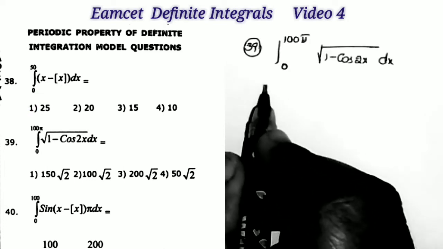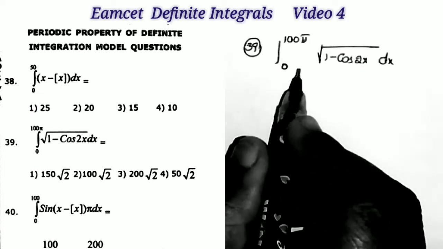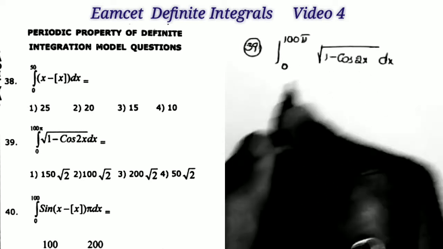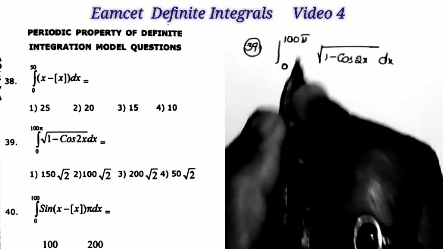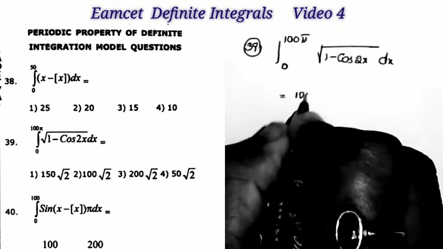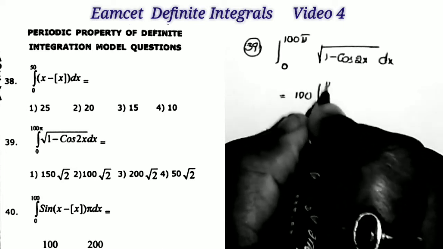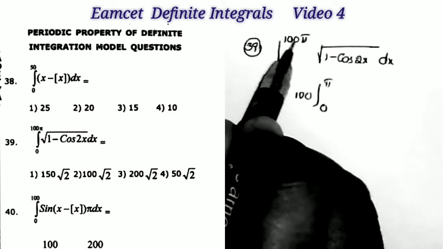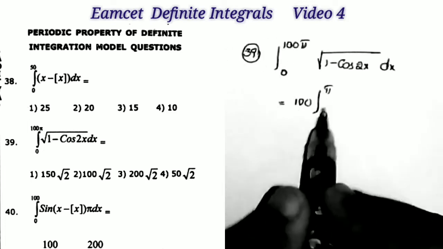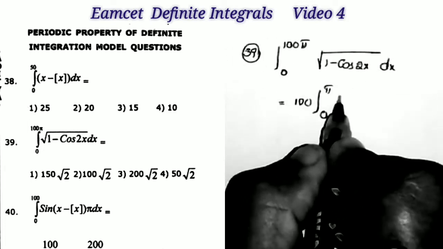Next question, sum number 39: integral 0 to 100 of square root of 1 minus cos 2x dx. And this is a periodic function with the period pi. So I take this quotient as 100 into integral 0 to pi. Pi is the period, so writing the constant before the integration, that is 100 into integral 0 to pi of square root of 1 minus cos 2x.